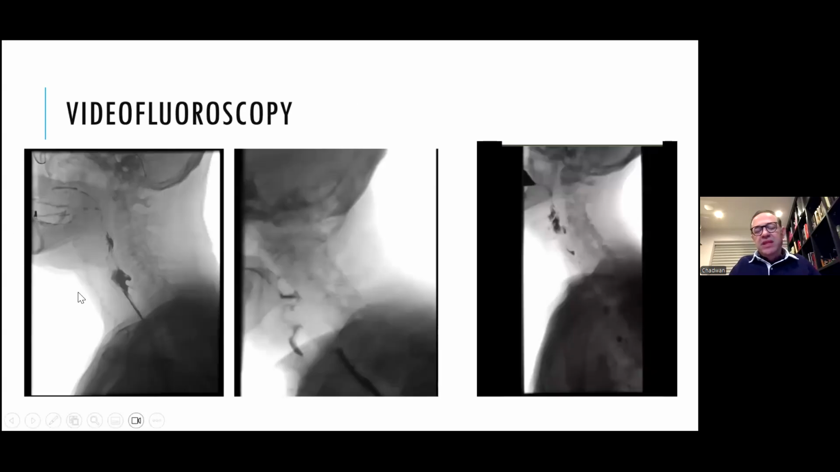And here are examples, just to show you what you can see on video fluoroscopy. You can see here there is slight prominence of the cricopharyngeal bar and early pouch formation in the first patient. In the second patient, who has massive aspiration, you can see the contrast running down the anterior tracheal wall. And a quick video to show you.